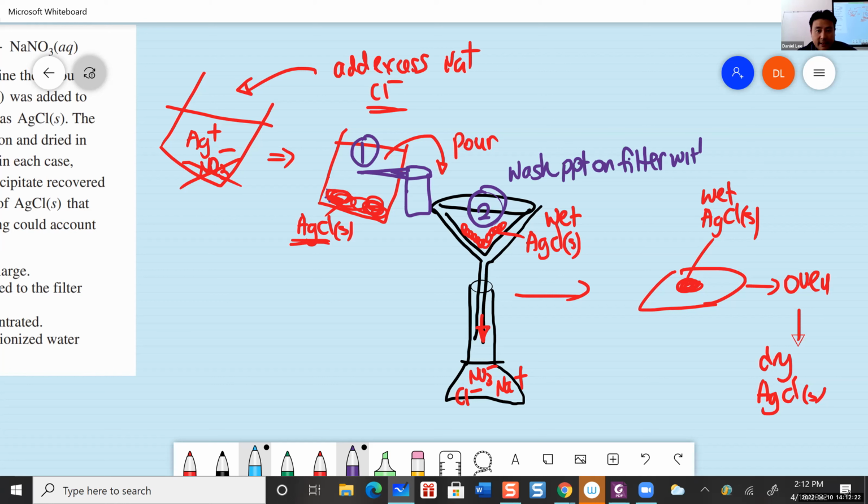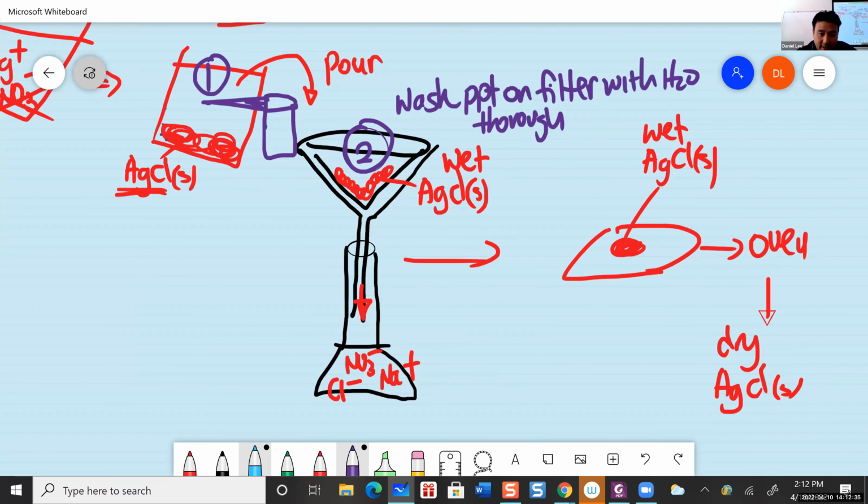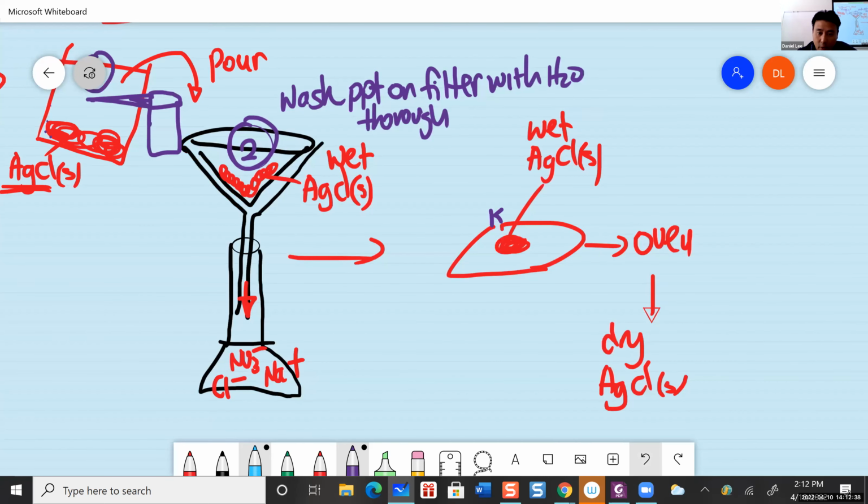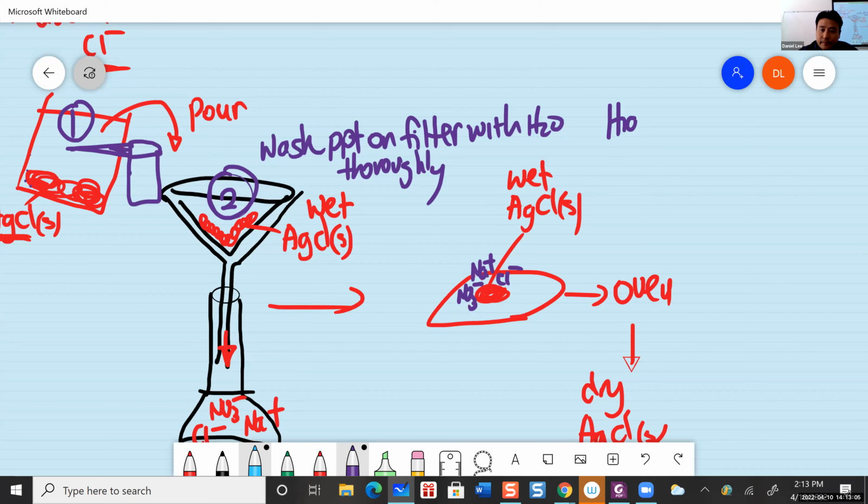And we'll explain why. If you don't wash the precipitate on the filter paper with water thoroughly, then the wet silver chloride will contain a little bit of sodium, a little bit of chloride, a little bit of nitrate, because they are dissolved in water. So if the wet silver chloride is not rinsed with water thoroughly, you're going to see sodium ion, chloride ion, and even nitrate ion. And when they dry in the oven, they become solid, increasing the weight. So if you did not do number two, you'll have a higher precipitate weight, higher mass, than what you should have.